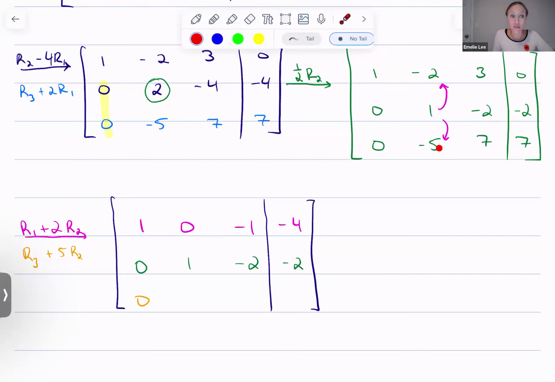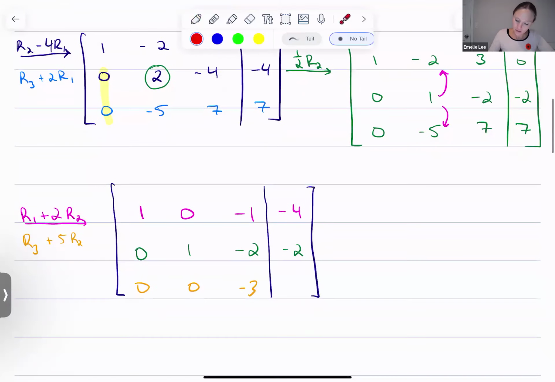I'm trying to make this 0. So hopefully it's 0. So -5 plus 5 times 1. Phew. Then 7 plus 5 times -2. I'm going to get -3. And same thing because I have the exact same scenario, right? 7 plus 5 times -2, -3.